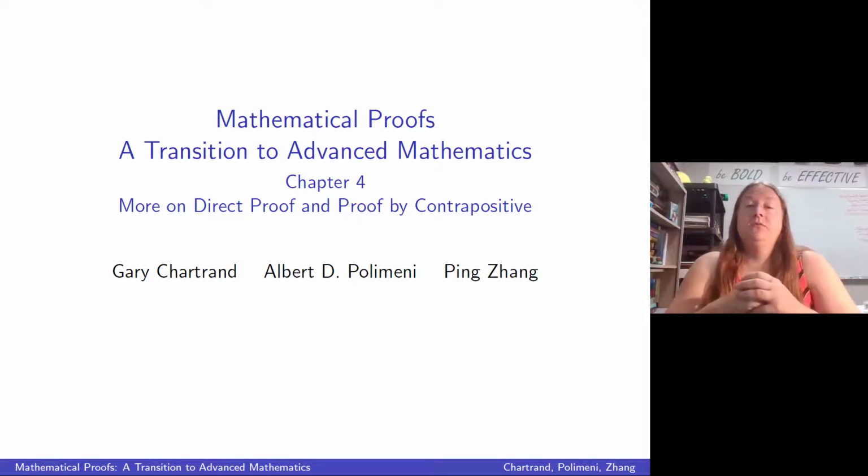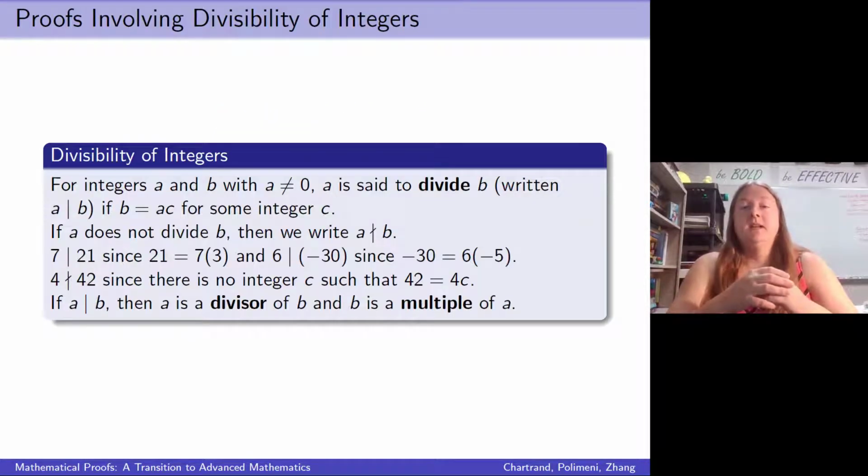We've been doing direct proofs primarily concerned with the parity of a number. Now we're going to take a look at some other math ideas and do proofs connected to those. So the first idea we're going to look at today is the idea of divisibility of integers.